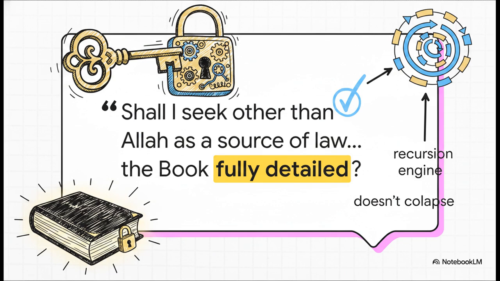Shall I seek other than Allah as a source of law when He has revealed to you the book fully detailed? That phrase right there, fully detailed, isn't just a nice decoration. It is an absolute functional lock. Think about it. If the book were actually missing a manual, this verse would be a straight-up contradiction. And if it's a contradiction, the entire 2-3-7 recursion engine we just talked about collapses. But the framework insists it doesn't collapse, it breathes.